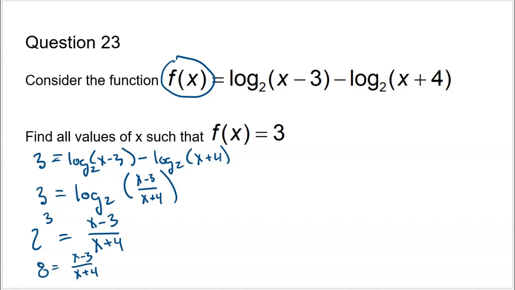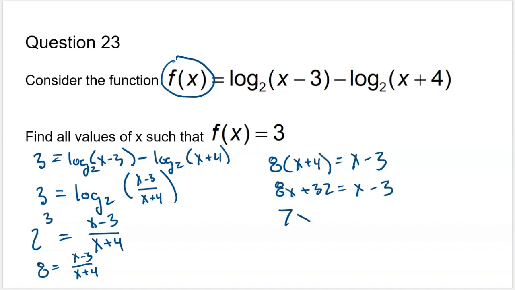Sorry, I'm running out of room here, so I'm going to move over. Now I'm going to multiply both sides by x plus 4. So the opposite of divided by x plus 4 is to multiply by x plus 4. So I get 8 times x plus 4 equals x minus 3. That's 8x plus 32 equals x minus 3. Let's subtract x from both sides. So I get 7x. Let's subtract 32 from both sides, and I get negative 35. Divide both sides by 7, and I get x equals negative 5.